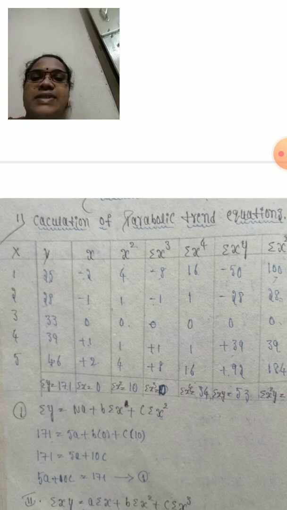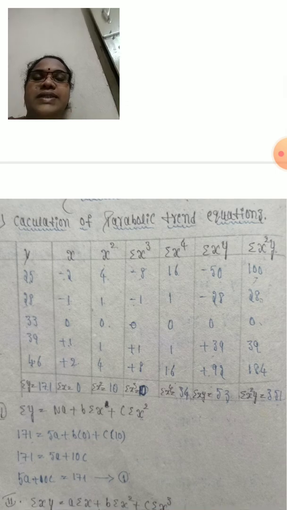5 x into y: 25 into -2, -50; 28 into -1, -28; 33 into 0, 0; 39 into 1, plus 39; 46 into 2, plus 92. The total of sigma xy is 53. Here first we have to add the plus values. From the plus values we have to subtract the minus values. The sum of sigma xy is 53.